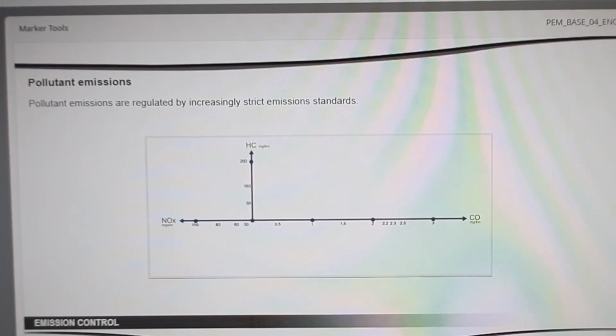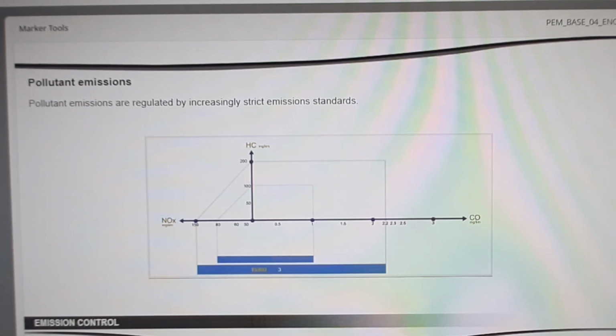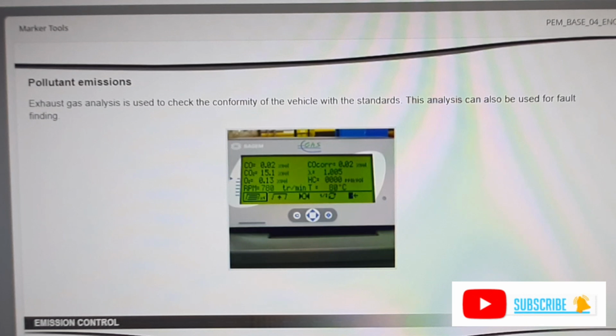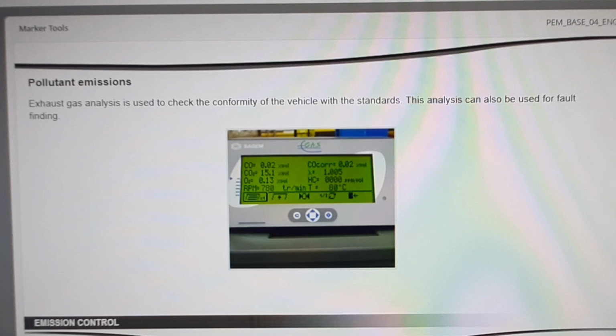Pollutant emissions are governed by increasingly restrictive anti-pollution standards. You can see how these standards have changed on the graph. Exhaust gas analysis is used to check the conformity of the vehicle with the standards. This analysis, in association with the clip, can also be used for injection system fault finding.